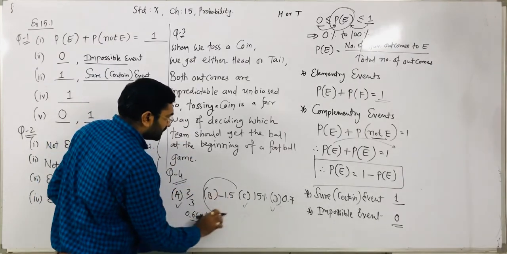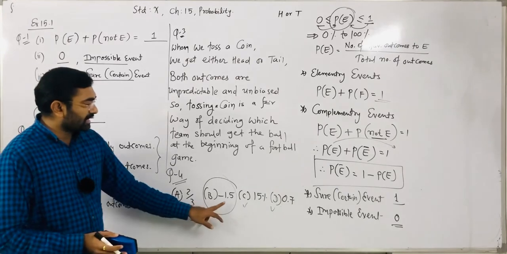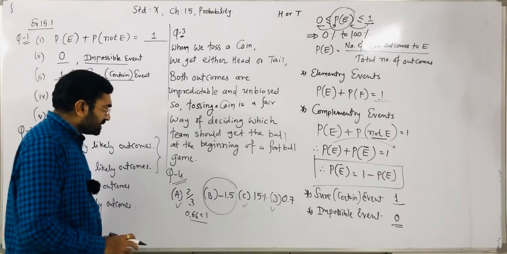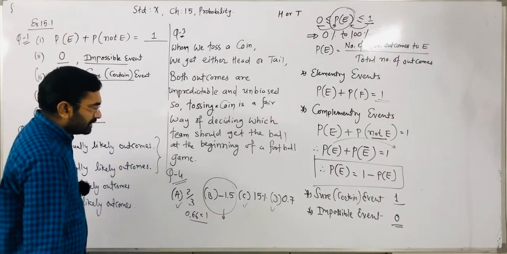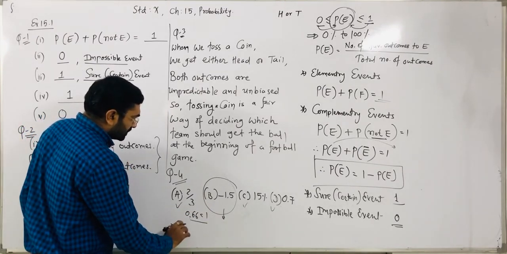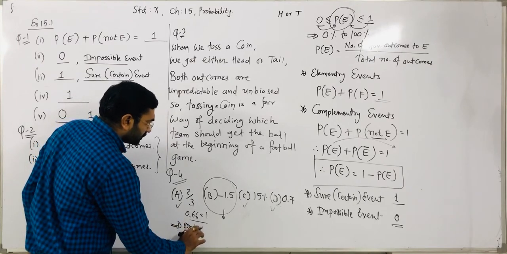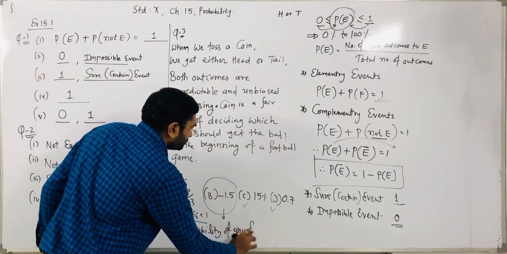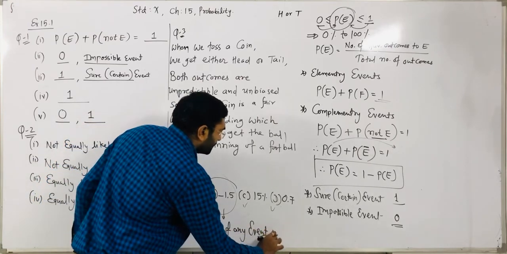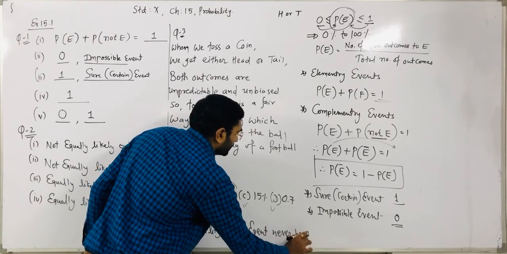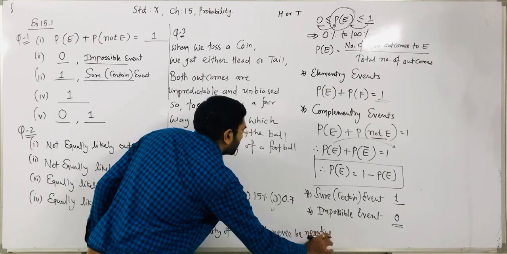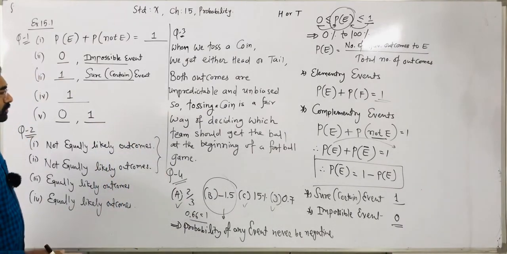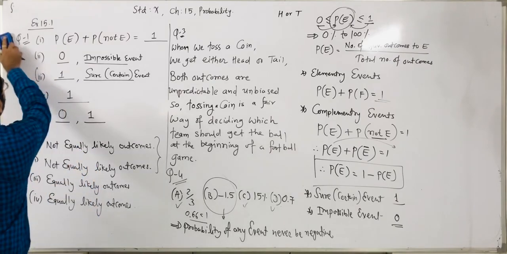that is one only, B. Because as I have already discussed, the probability of any event is never negative, right? So here in our answer we have to mention the probability of any event is never negative, right? So that's why our answer is what? Minus 1.5. Okay, so these are the 4 questions. Now we have to solve question number 5.